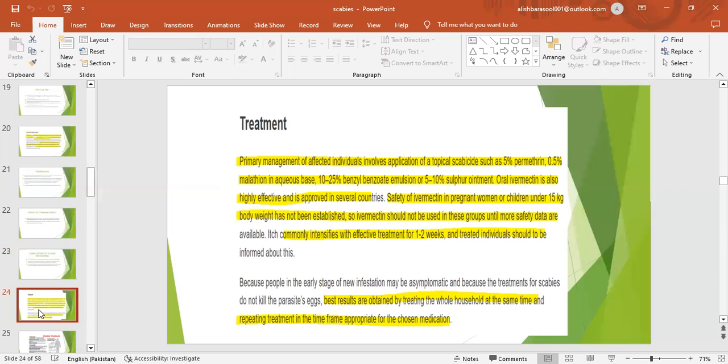Itching commonly intensifies with effective treatment for 1 to 3 weeks, and treated individuals should be informed about this. Best results are obtained by treating the whole household at the same time and repeating treatment in the time frame appropriate for the chosen medication.